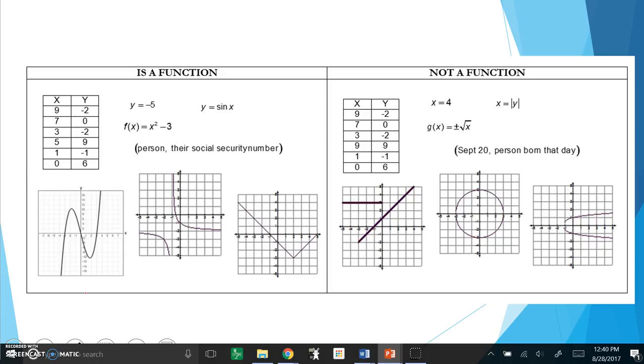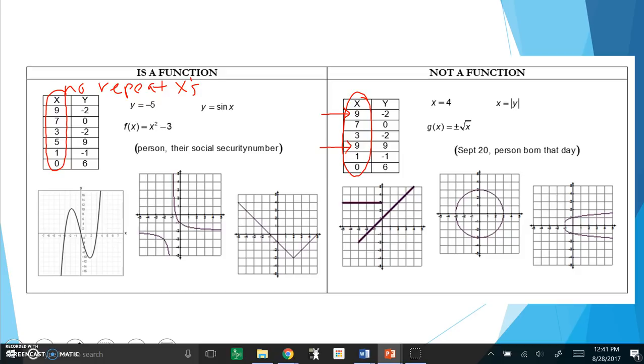When we're looking at tables here, the reason that this one is a function is because when you look in that x column, there is no number that repeats. So no repeat x's. If you look in the right-hand column for the not function and you look at the x's, there is a repeat right there and there. So 9 is repeated. That's why it is not a function.